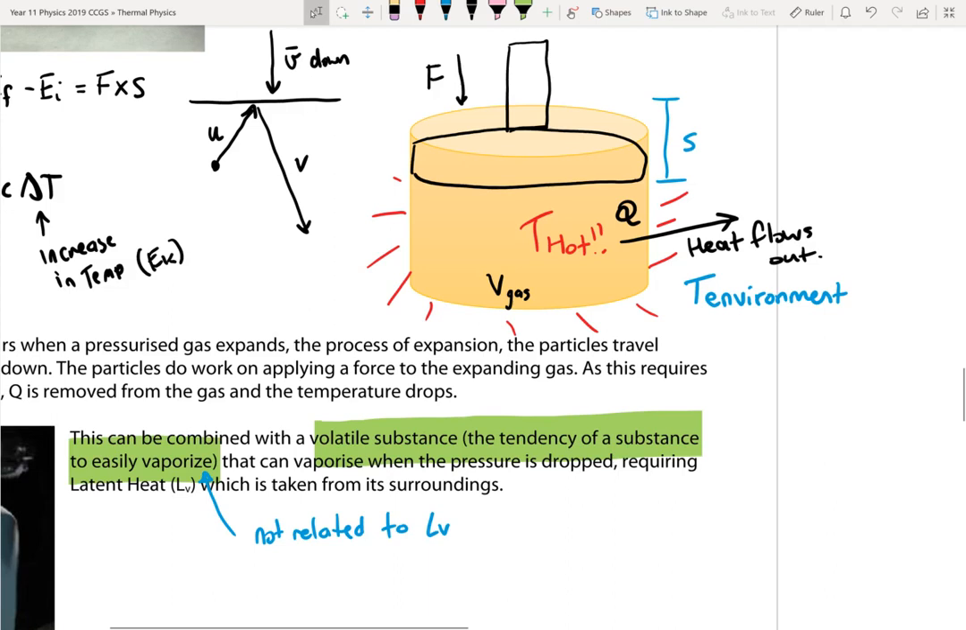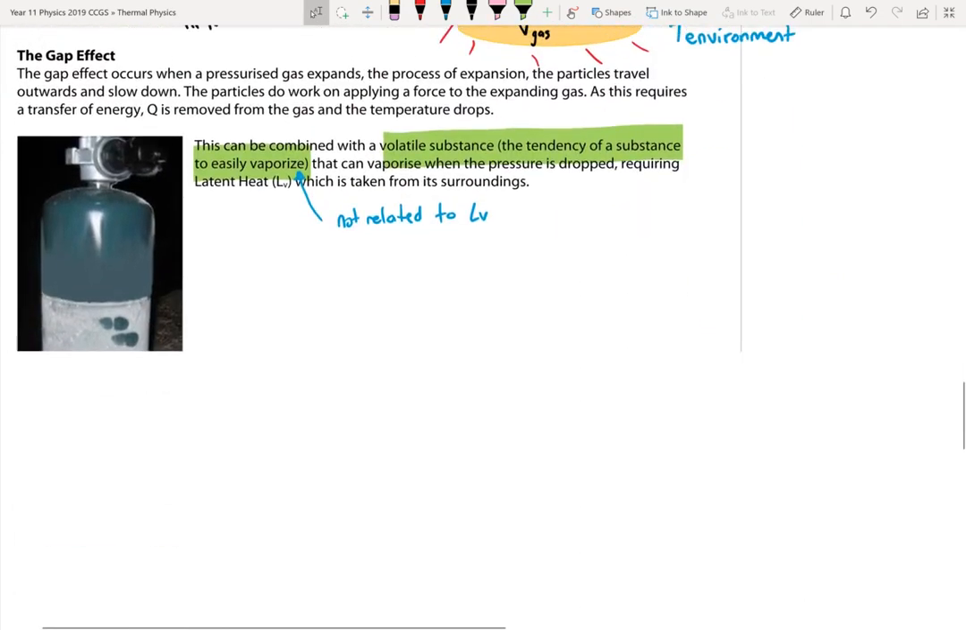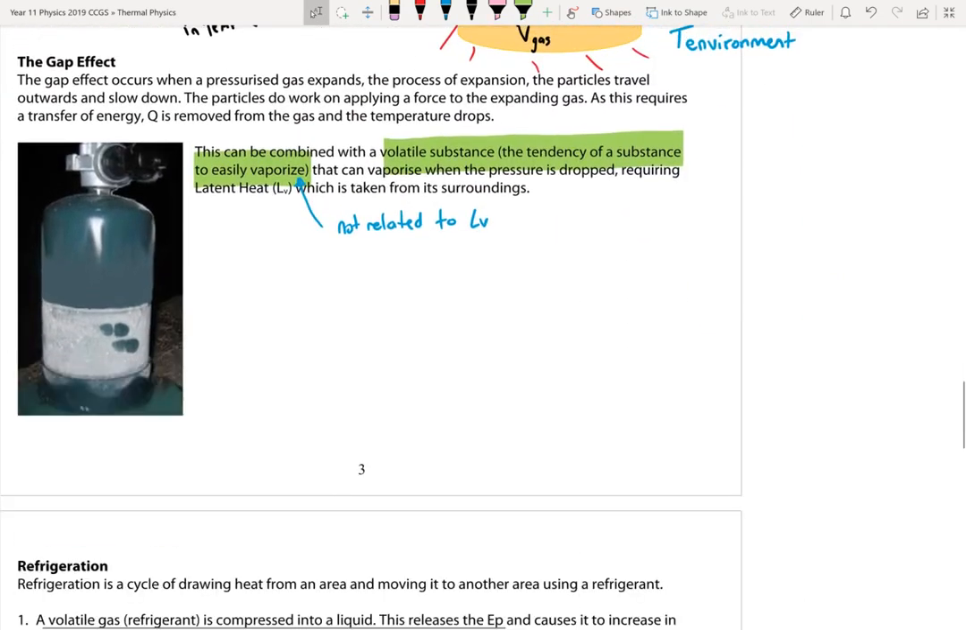Why is it called the gap effect? I'm not too sure. I guess you could treat the particles as jumping into a larger volume, and as it expands, it's kind of like the expanding universe. As it occupies a larger volume, the temperature drops. All right, just hold on to that, please.